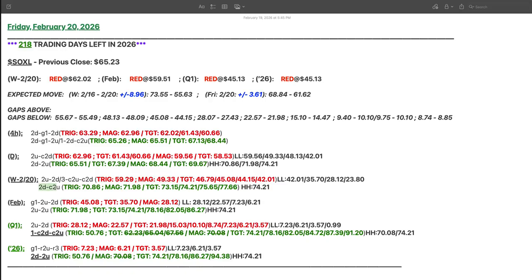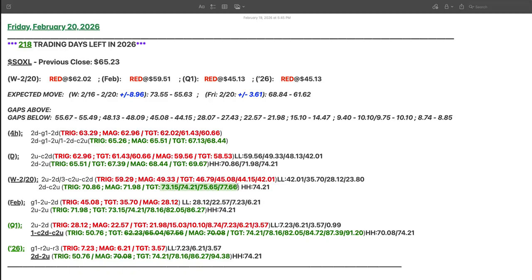But if we push to the upside, and if we do actually trigger the 2 up on the week at 70.86, it's just a 2 down combo 2 up with the magnitude of 71.98. So not too much magnitude to go to reach the strat completion there. So it could happen in one day, but 65 to 72 is a pretty big jump, even for SOXL. So we'd have to have a lot of things lining up to get to that level. But it is still a possibility with SOXL. That's why we've got to keep it on the board.